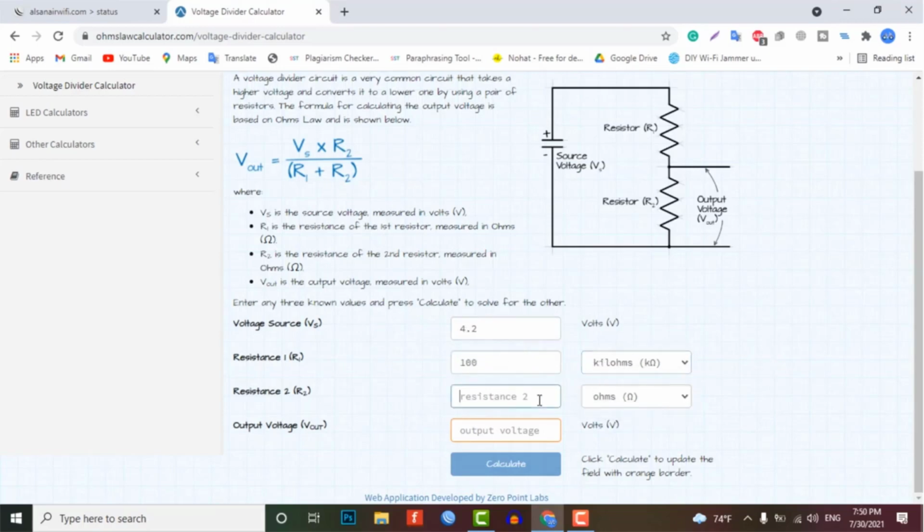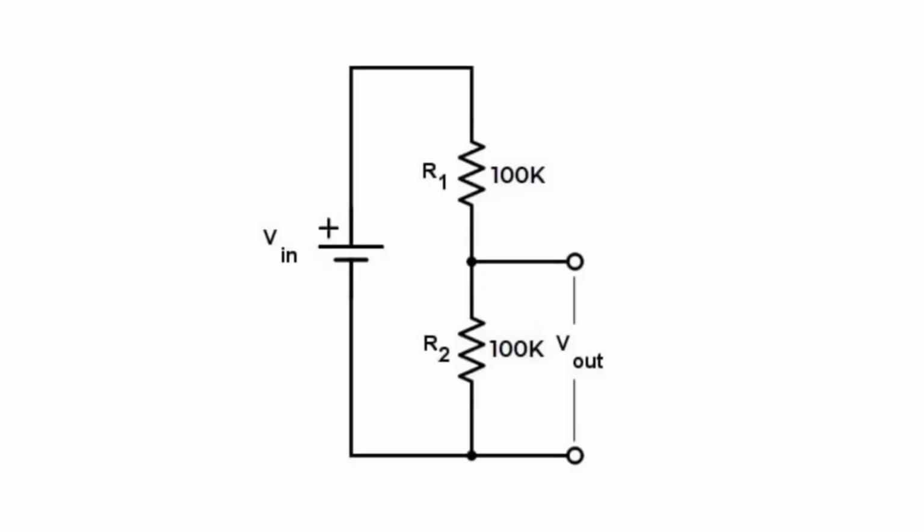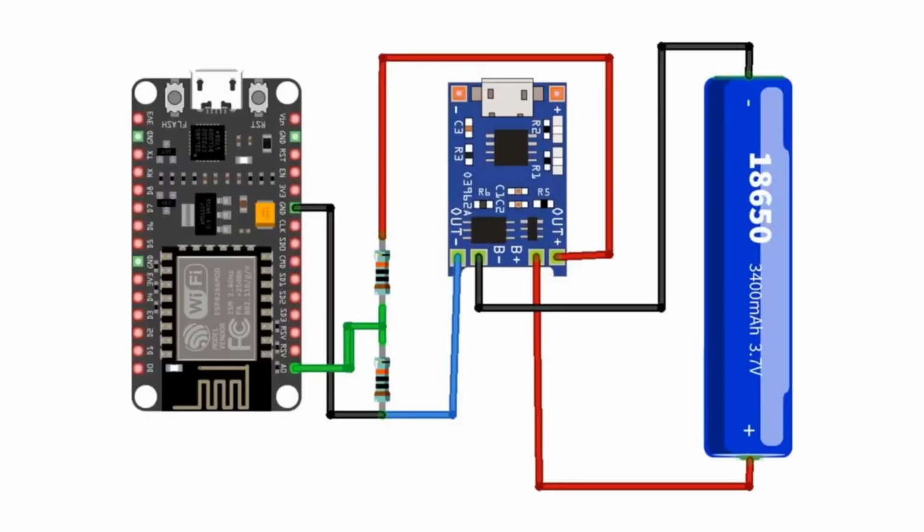We have to first step down the upper voltage level. The source voltage is 4.2 volt and there is a pair of 100k resistors. This will give an output of 2.1 volt. Similarly, the minimum voltage is 2.8 volt as a cutoff voltage which steps down to 1.4 volt using the same voltage divider network. Hence, both the upper and lower voltage is supported by the ESP8266 analog pin.